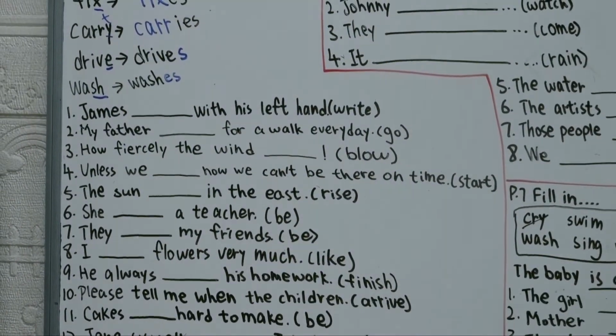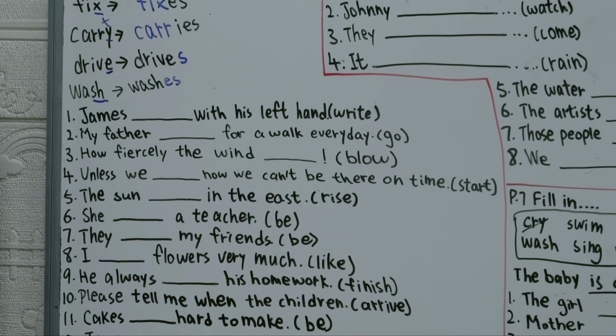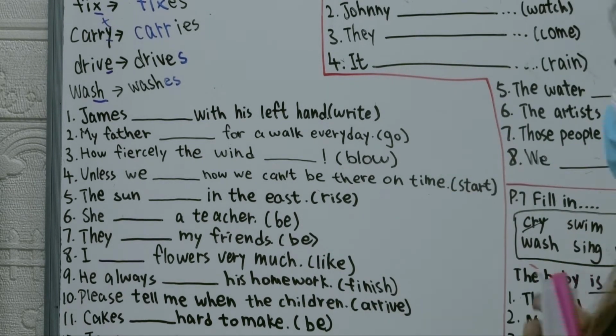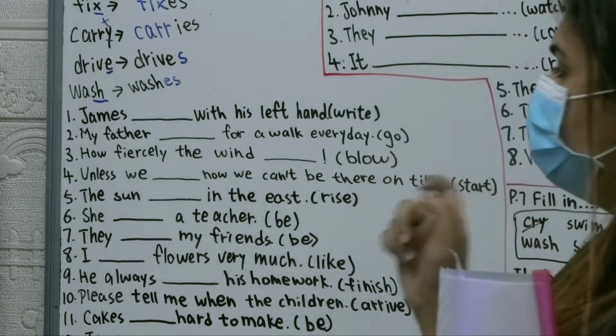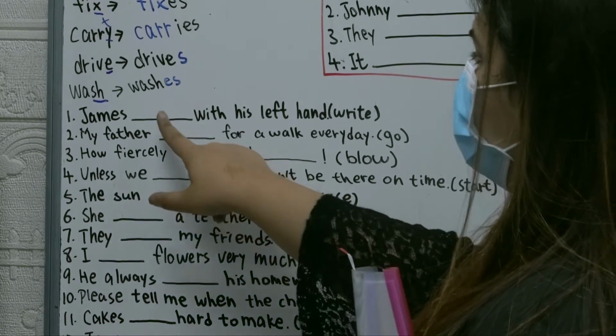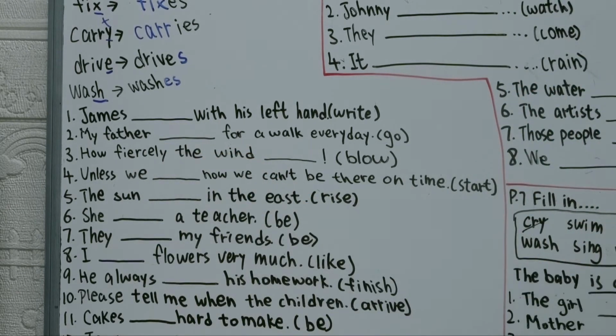Simple as that. Okay, so remember, when and how do we use present tense? Most important thing, you have to look at the subject, because the subject is going to tell you how we are going to change the verb in present tense. Okay, so here, number 1, James space with his left hand.